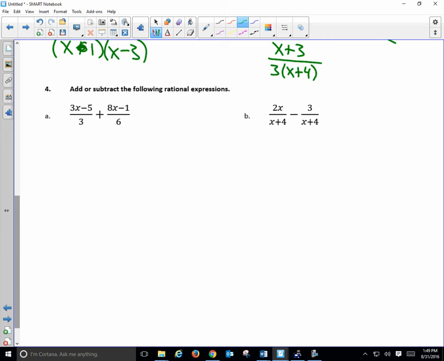So let's keep it easy for right now. If I'm going to add fractions, I have to have common denominator, so I multiply top and bottom by 2.